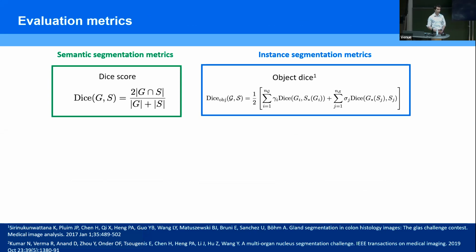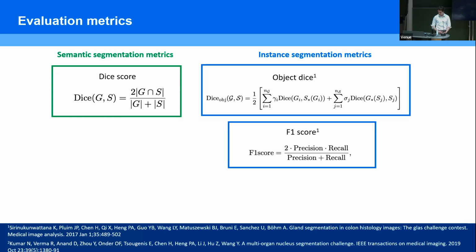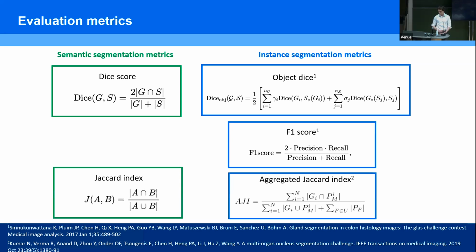So on the left, you see the Dice score classically used for semantic segmentation. On the right, you see this seemingly ugly version of the Dice score. It's doing almost the same thing. The only difference is you need to start matching the different instances to the ground truth. There's also the F1 score, which in this case we use for detection. And then there's the Jaccard index equivalent used for instance segmentation, again needing some extra matching to make sure we can evaluate instance masks.